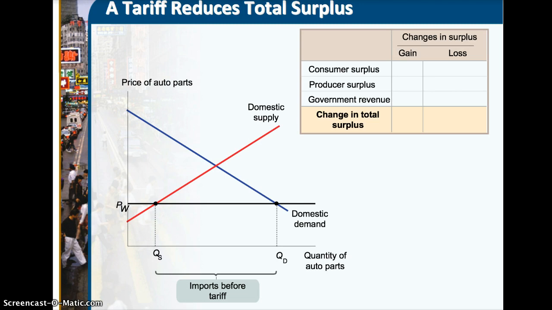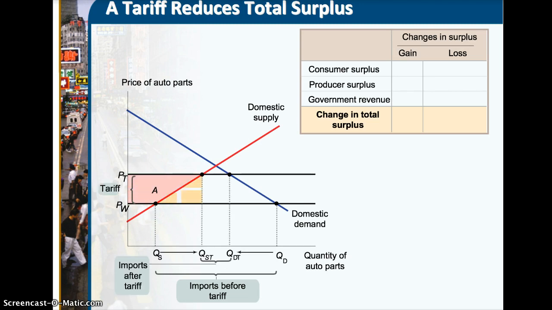When the domestic price rises as a result of the tariff, producers gain additional surplus, area A. The government gains revenue, area C, and consumers lose surplus, areas A, B, C, and D. Because the losses to consumers outweigh the gains to producers and the government, the economy as a whole loses surplus, areas B plus D.